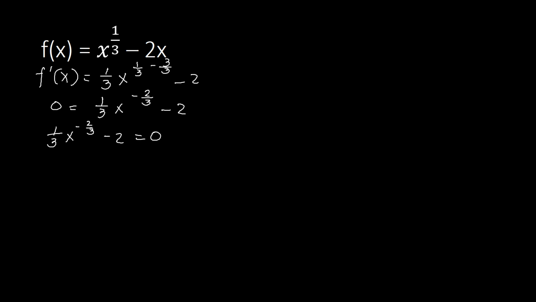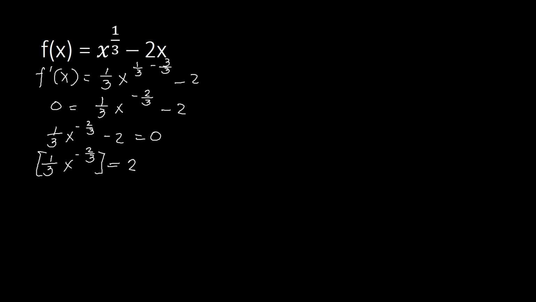So we can move 2 to the other side by simply adding 2 here and so with the other side. So we've got 1/3 x to the power of negative 2/3 equal to 2. And then we are solving for x. So we only need the x.